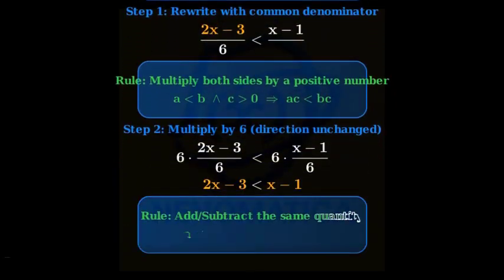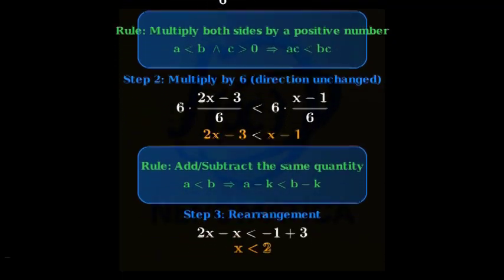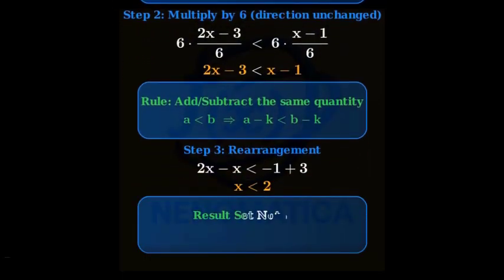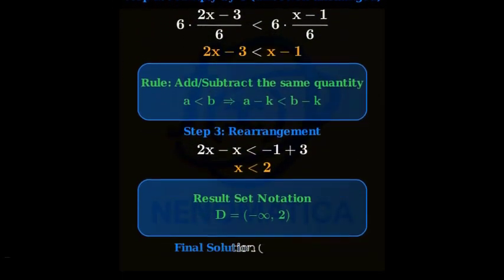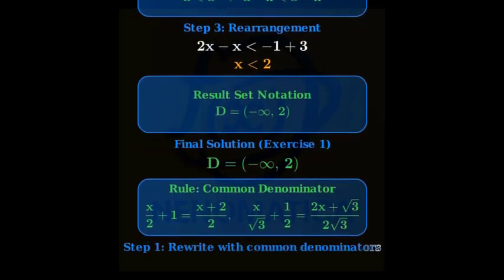Step 3. Collect like terms exactly as in the image. Move x terms to the left and constants to the right. Finally, we write the solution set exactly as shown. Exercise 2. We again follow the precise sequence from the image.